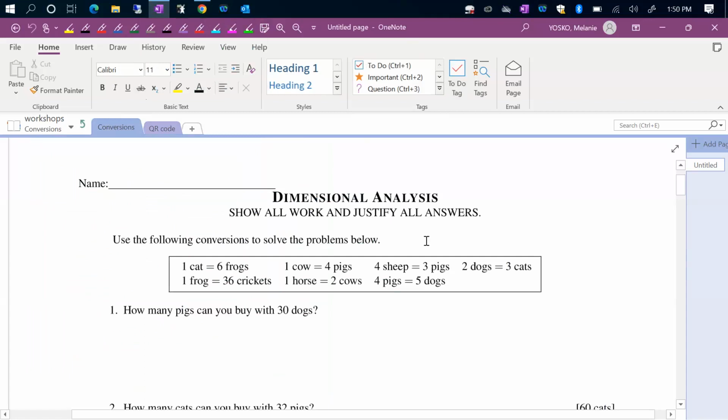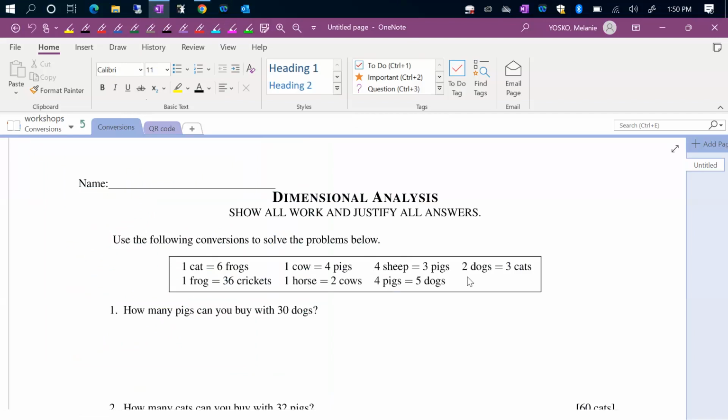I teach math, and a lot of times people get overwhelmed with just the thought of doing something. Sometimes the process itself isn't challenging, but we get in our own way. So I've made up some random conversions. Maybe we're bartering, we have some animals and we're gonna try to get different animals. And so we have this conversion box, 1 cat will buy you 6 frogs, 1 frog gives you 36 crickets, and so on. So this is just going to break down the process, an easy way to set up these conversions and these calculations without getting emotional about it.